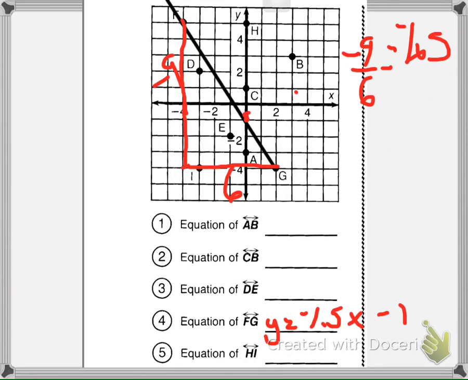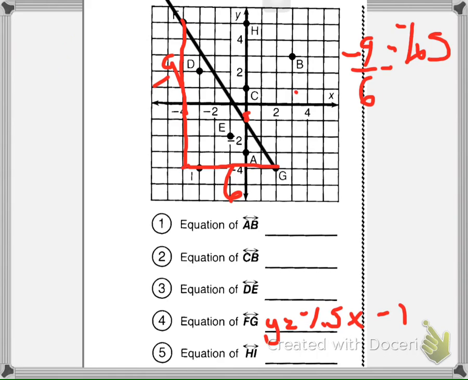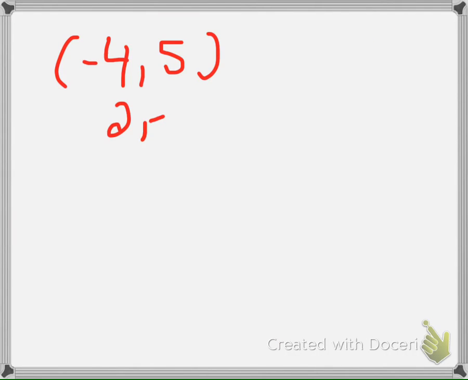Okay, so number 4. This time we were doing it between F and G. F is over at -4 and up at +5. -4, +5. And G is over at 2 and down to -4. Okay, turn the video off and finish the rest of it yourself.